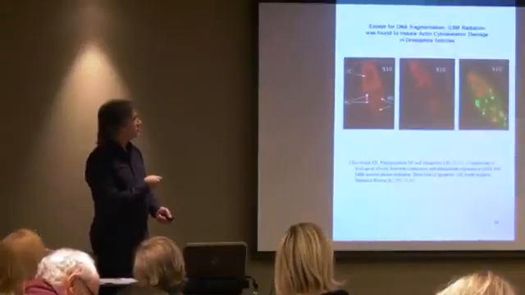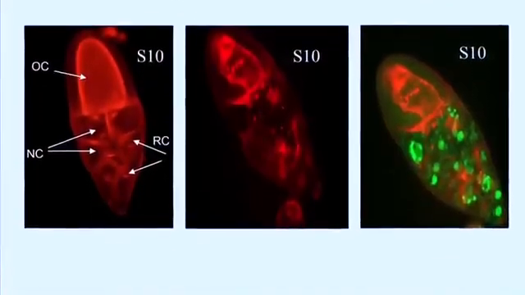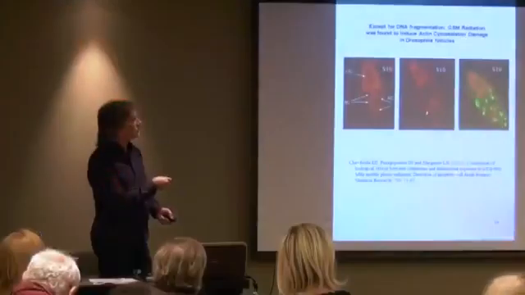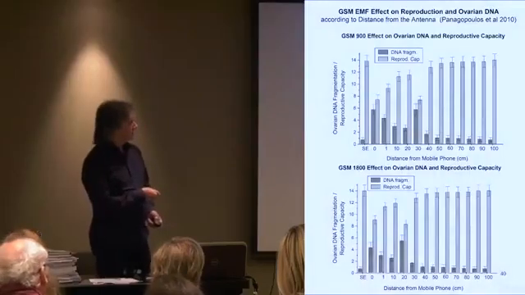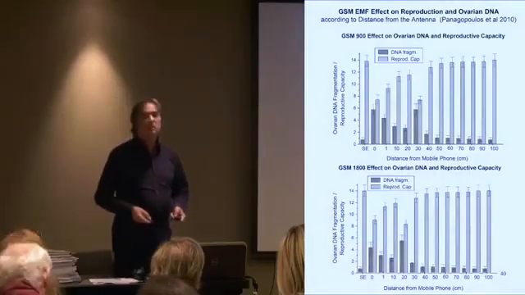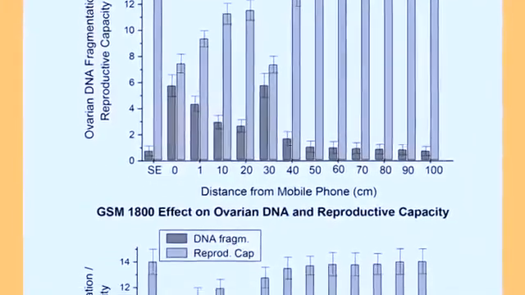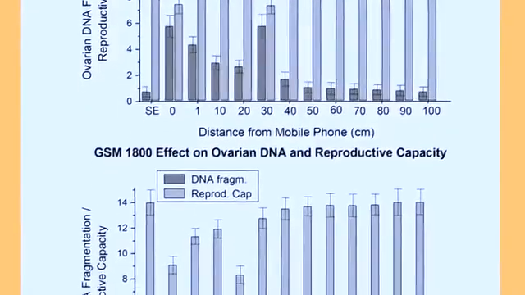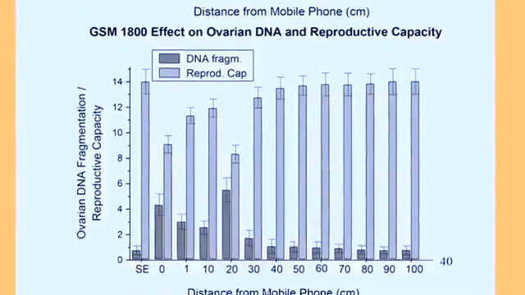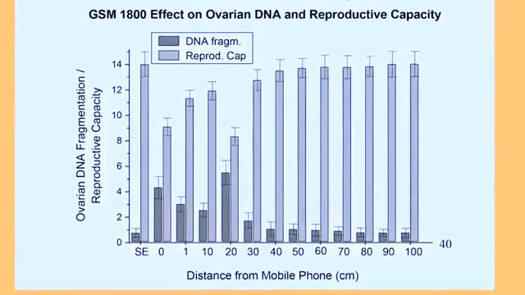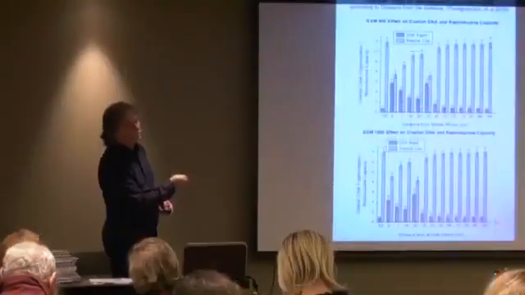And also damage in the cytoskeleton. This is the unexposed, and this is the exposed. Here we have a window effect, as Erica said about nonlinear effects due to windows. We can see that we have maximum DNA fragmentation at 0 distance and then at 30 centimeters distance, while for higher intensities here, we have less DNA damage. This is a window.